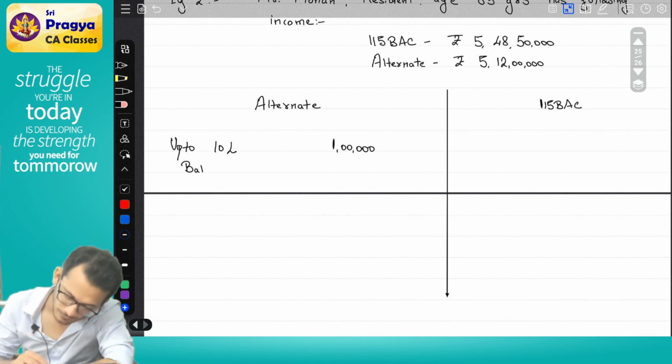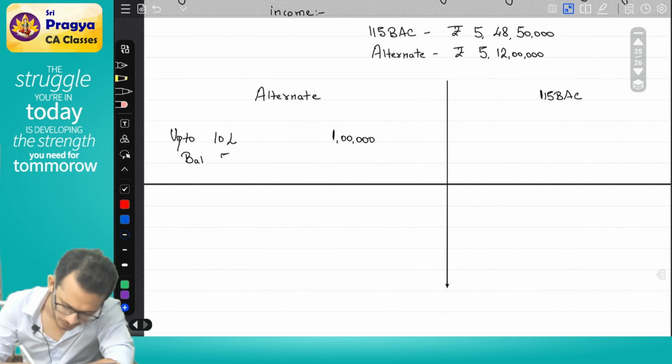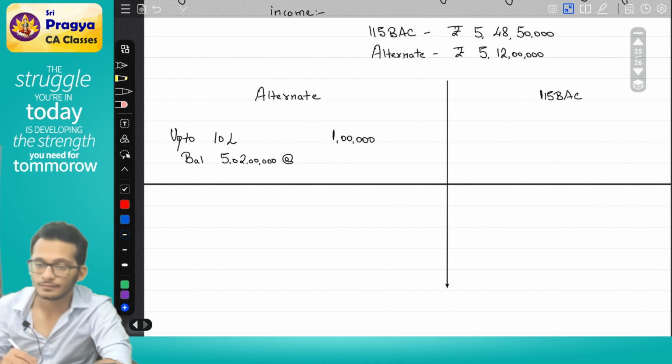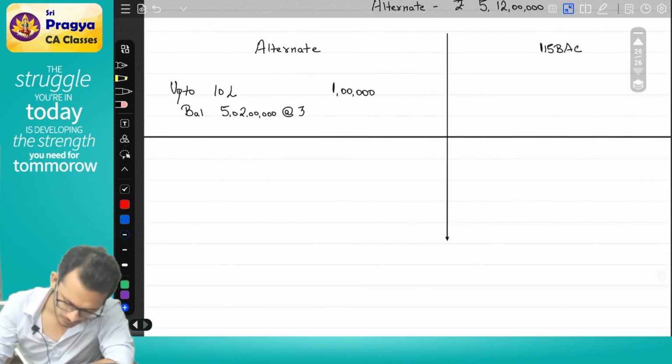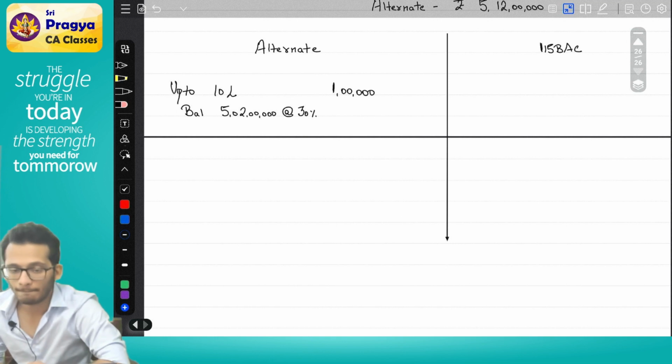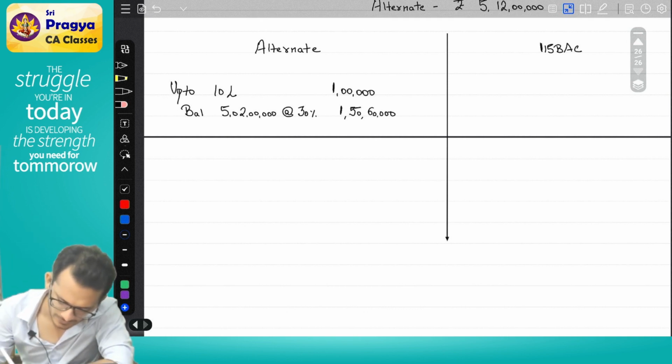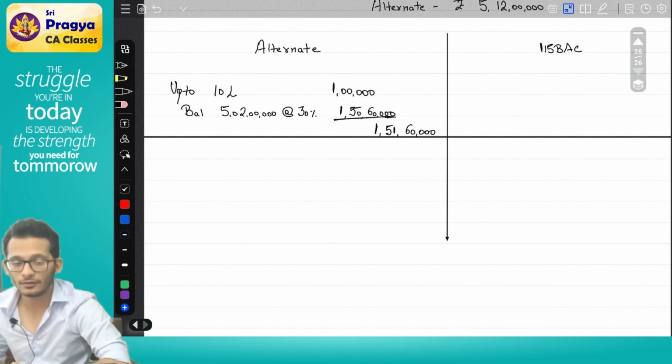Balance is 5 crore 12 lakhs minus 10 lakhs, so therefore 5 crore 2 lakhs at the rate of 30%. The number is 1 crore 50 lakh 60,000. Therefore my total tax will become 1 crore 51 lakh 60,000.